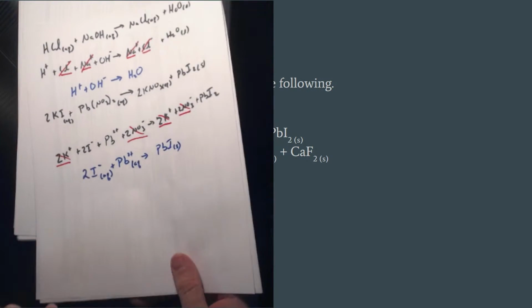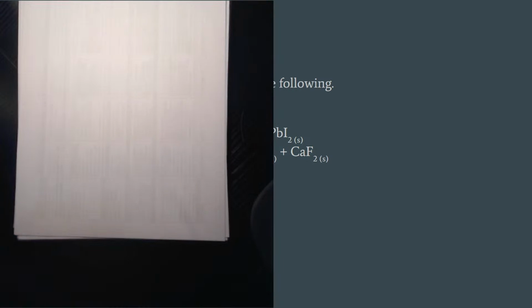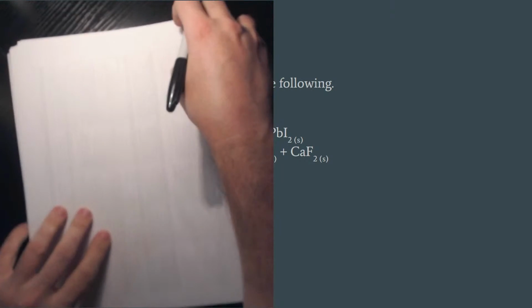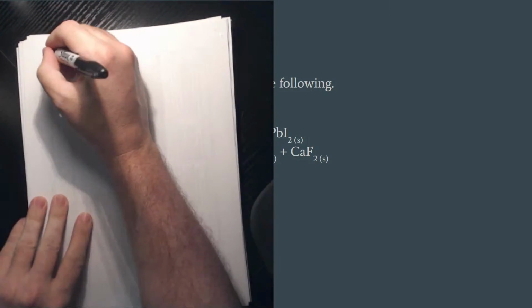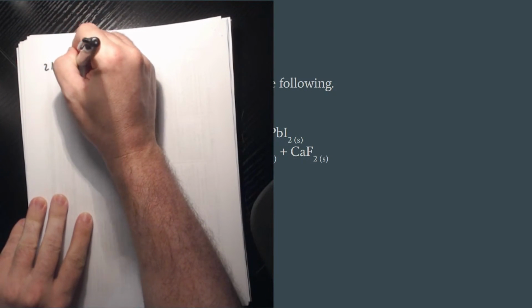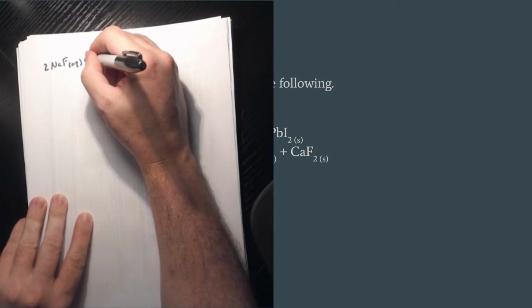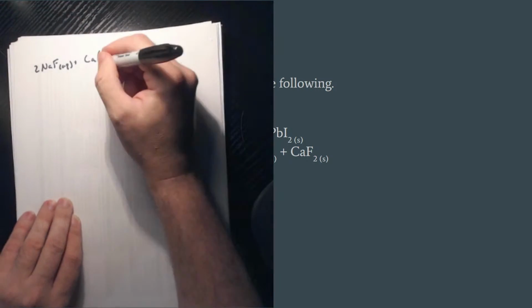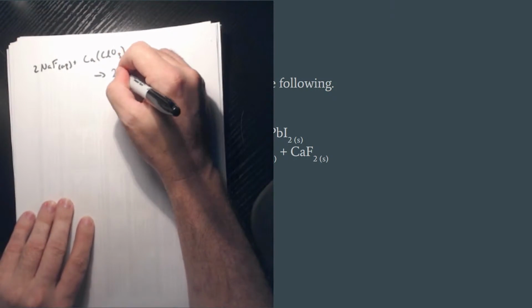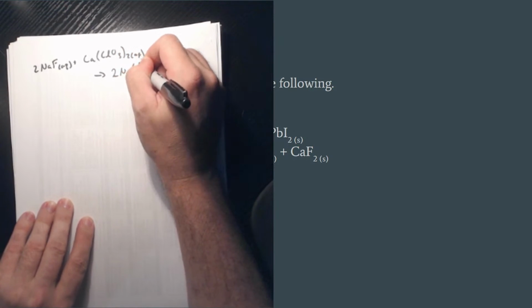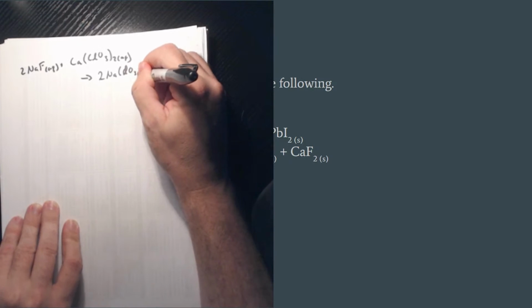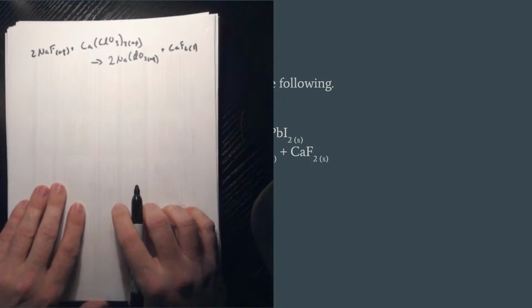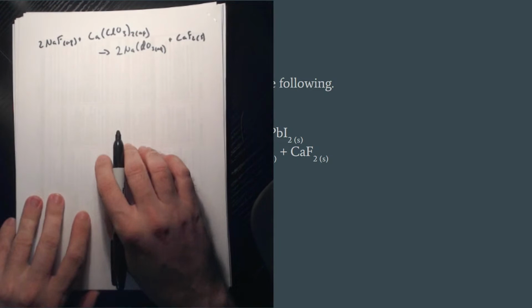All right. Fresh page. Next up, we have sodium fluoride plus calcium chlorate. Okay, you're going to be getting a lot more practice with these salts. All right, so 2 sodium fluoride plus 1 calcium chlorate goes to form 2 sodium chlorate and calcium fluoride. So calcium fluoride, sodium chlorate.